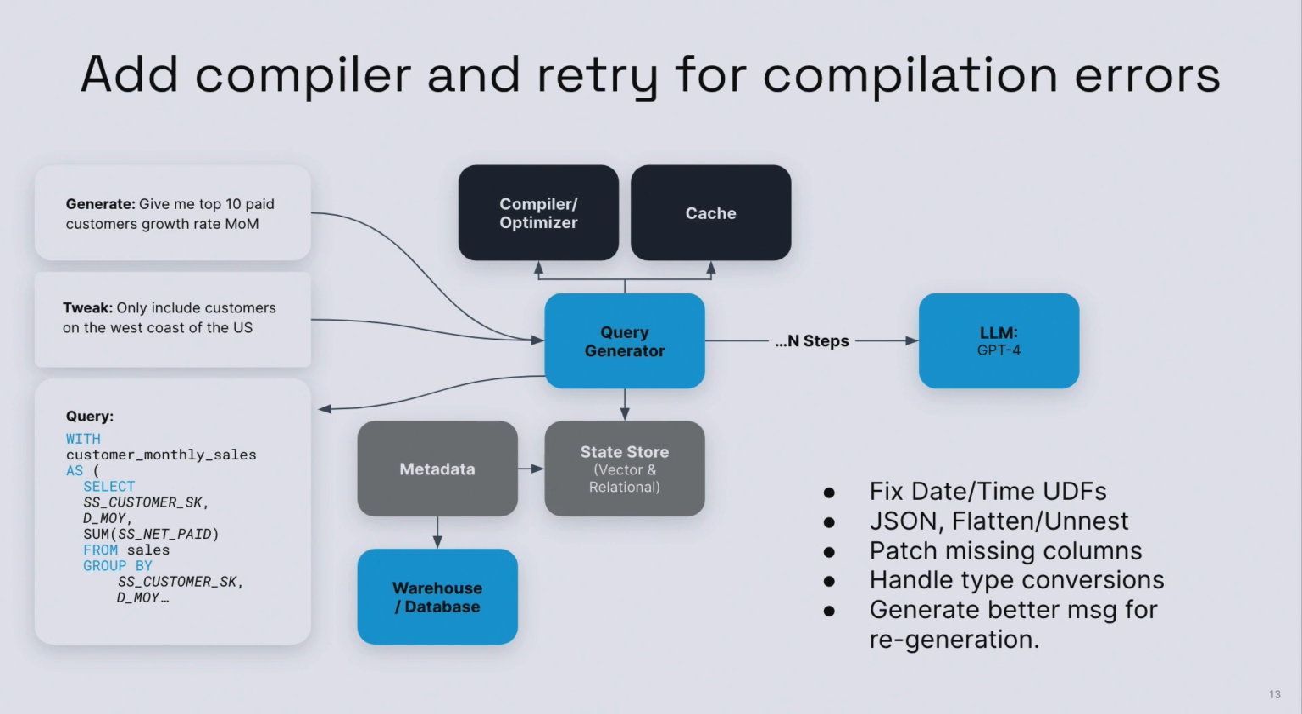Overall, we can patch a lot of queries. For example, the date and time UDFs. We can patch the JSON and flatten or unnest kinds of queries. And if you have multiple CTEs and some CTE in the middle needs to project some columns, we can patch that too. Overall, we found this approach is pretty efficient. We also generate the error messages not one at a time, but as a batch, and we use them to regenerate the query if we cannot patch it.